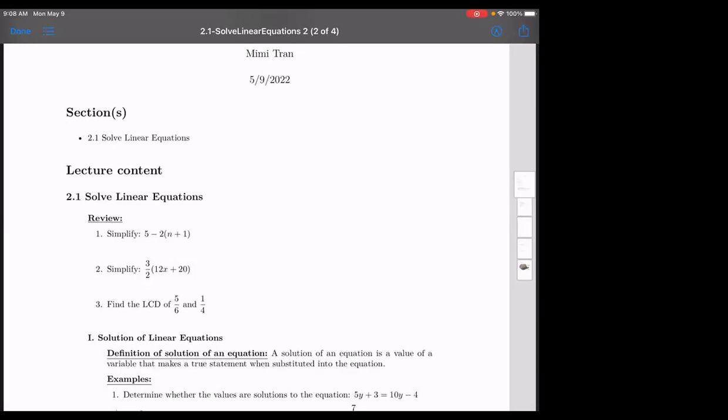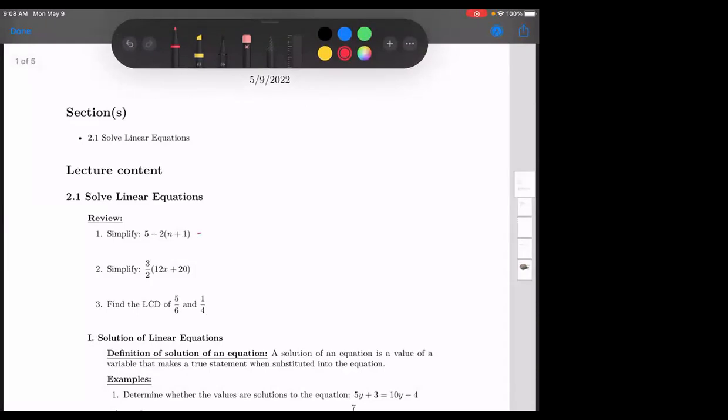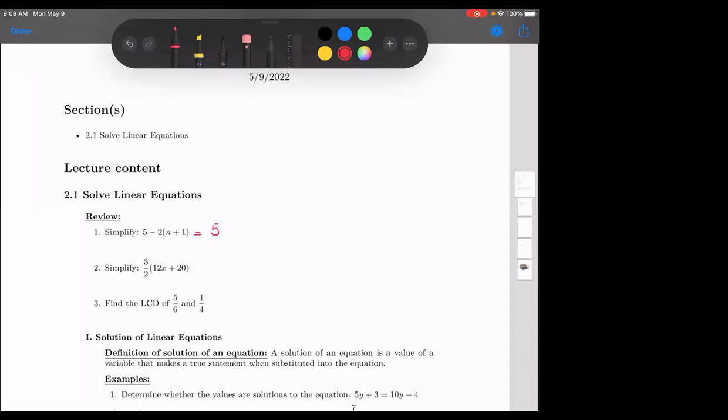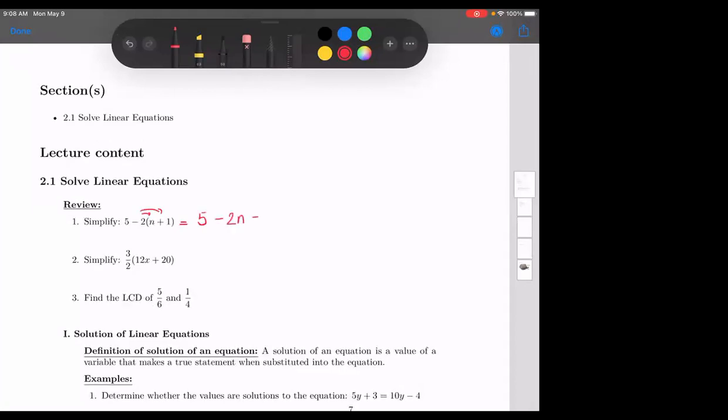All right, anybody from Zoom want to tell me what you got from number one? Negative 2n plus 3. Good. Okay, so first I'm gonna distribute the -2 right into the parentheses. So 5 minus 2n minus 2, and then you combine like terms. So I have 5 minus 2 is 3 minus 2n. If you want to write it as negative 2n plus 3, that's okay too, right? Doesn't matter.